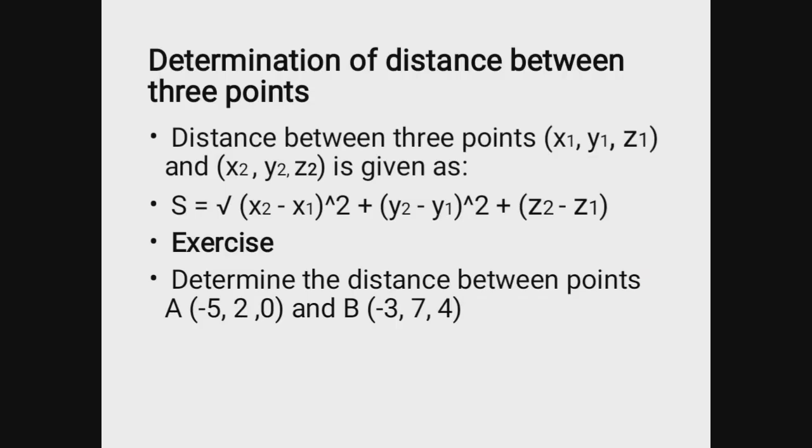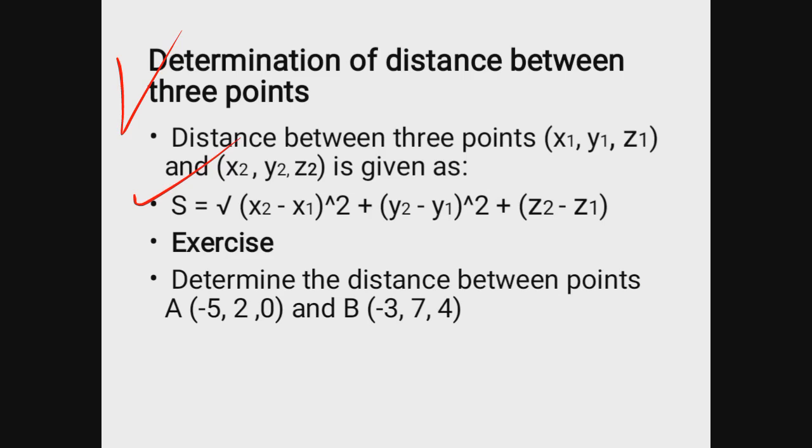Then if that is the case, let's look at how we can calculate distance between 3 points, for instance, a body that is in space. To get that, the formula extends to x, y, and z. The distance between 3 points is equal to the square root of x2 minus x1 all squared plus y2 minus y1 all squared plus z2 minus z1 all squared.